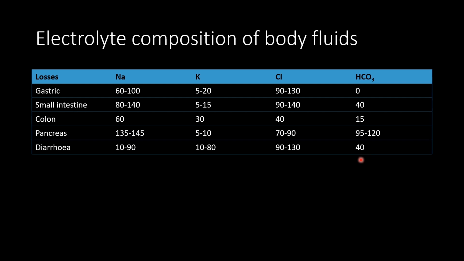So if I want to give IV fluid to a patient suffering from diarrhea, I have to choose an IV fluid which resembles almost this concentration, because otherwise that might lead to abnormal electrolyte balance. Suppose I choose an IV fluid that has lower sodium content than the diarrhea stool, obviously the patient will have hyponatremia. Similarly, if I choose an IV fluid that has higher potassium concentration than this, the patient may have hyperkalemia. So I need to choose a fluid which has similar composition to the type of fluid lost from the body.